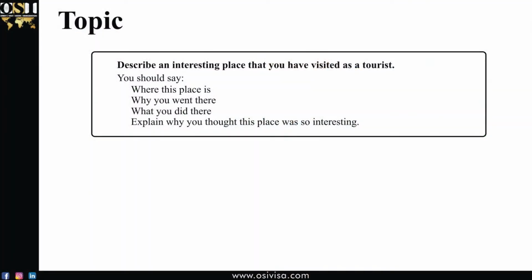So what do you mean by logical reasons? Over here, as you can see again on the screen, the last point says explain why you thought this place was so interesting. So over here, you have to give a reason that sounds believable enough. So for example, if I ask you what is your favorite movie and you just say that it's Harry Potter because I love it so much, because I love it so much is not an accurate reason. It's not a logical reason.